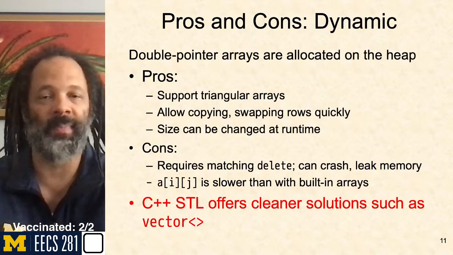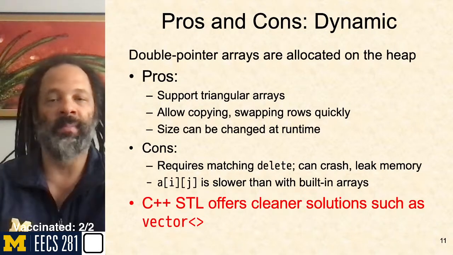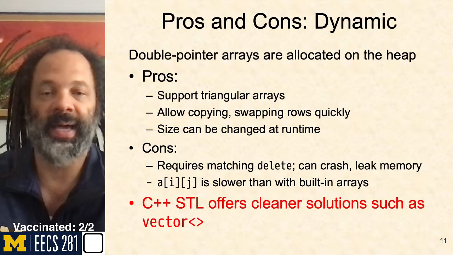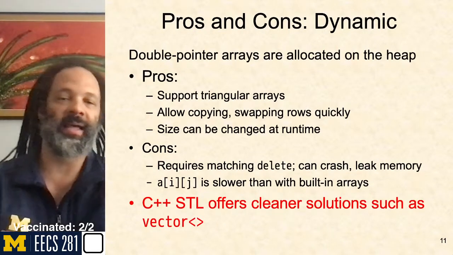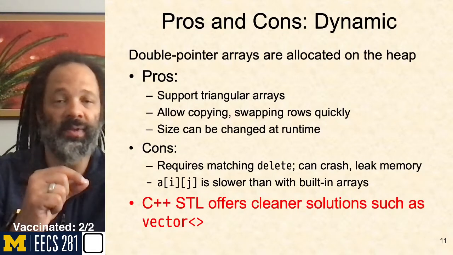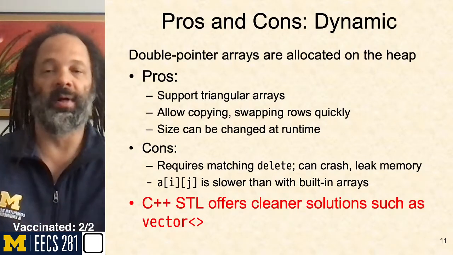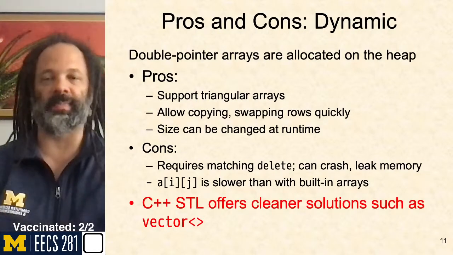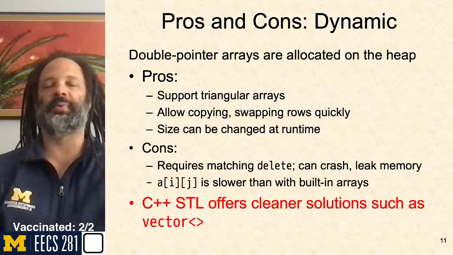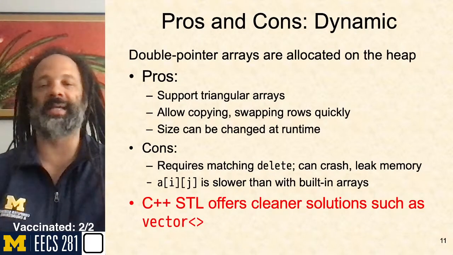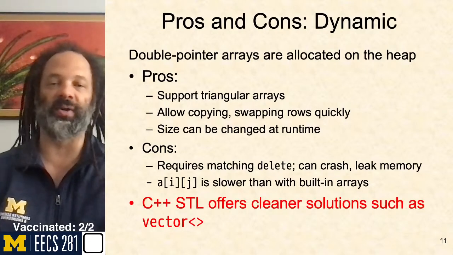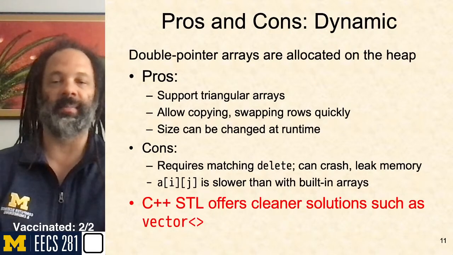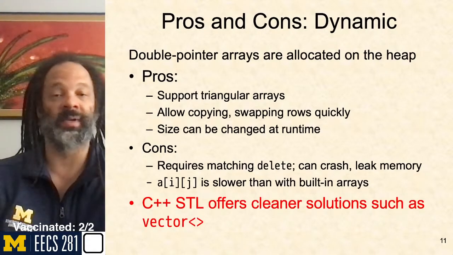This allows copying and swapping rows pretty easily. If I want to move an entire row in my static declaration, I have to make some space, copy all of the things out of it, then copy the things into where they used to be, and then take the stuff out of temp, just as a normal 3-item swap. Whereas if I've got these dynamic pointers, I can swap rows really simply just by swapping pointers. I still have to do a 3-item swap, but instead of all of the data in the row, it's just the 2 pointers at the head of the row. So I can get that done in constant time as opposed to linear time. Size can be changed at runtime, which is good. That's what dynamic is all about.